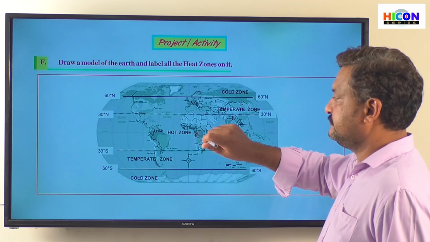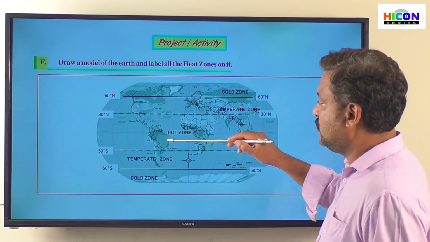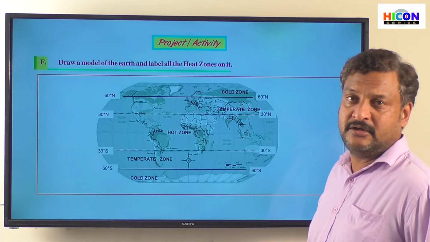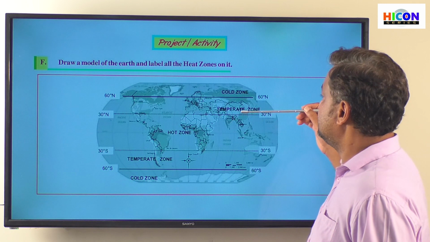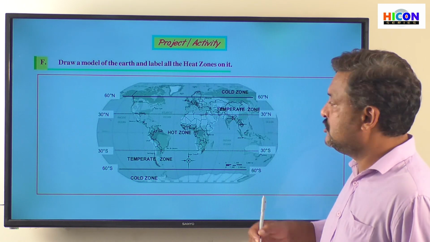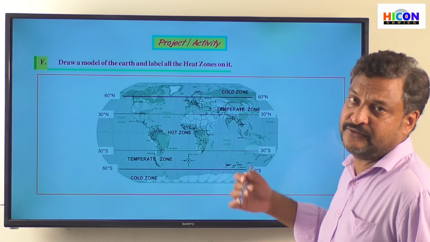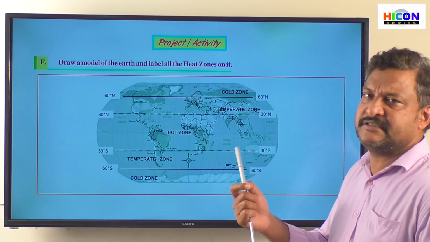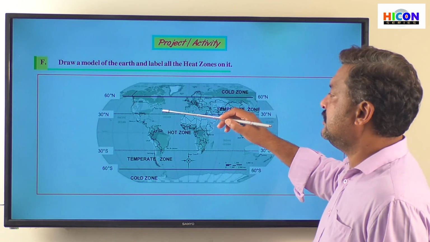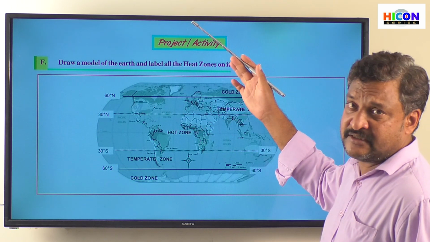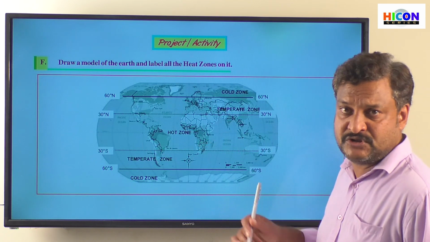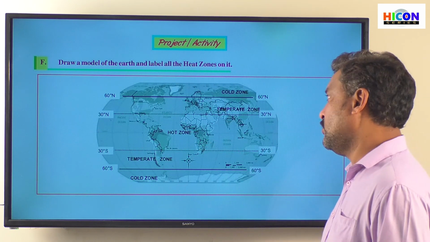Yes, straight, right? And this is the hot zone. What do we usually call this region? Torrid zone. Where are they? Yes, 30 degrees north to 30 degrees south, meaning the Tropic of Cancer and the Tropic of Capricorn. Slight variations are there, right? So around the equator until the Tropic of Cancer in the north and the Tropic of Capricorn in the south, we have the torrid zone or the hot zone.